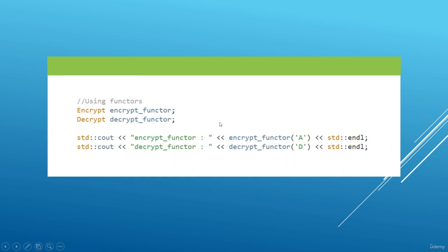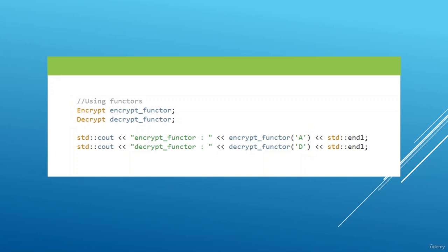So for example, in our encrypt functor, if we call it like we do here, this is going to encrypt A and return whatever is the result of that encryption. That's going to be D. If we decrypt D, we will get an A out, because decrypting using the mechanism we have seen before is going to move backwards by 3 characters in the alphabet, and we will get an A printed out right here. So this is really how you use functors or function objects in C++.